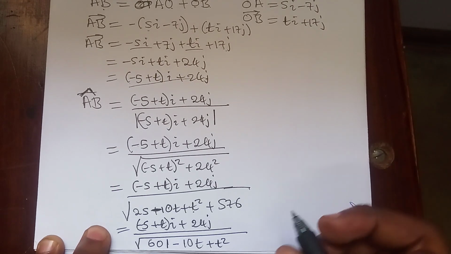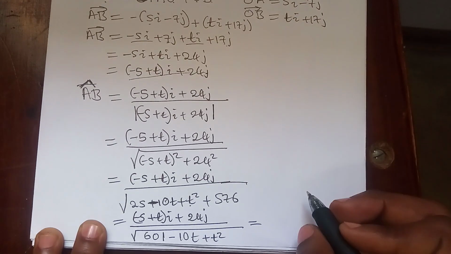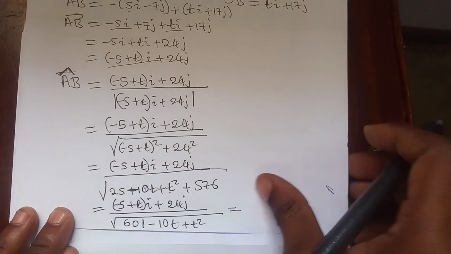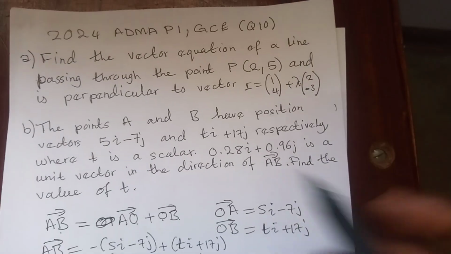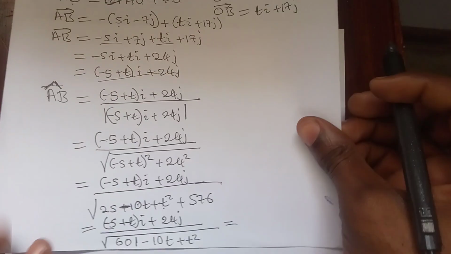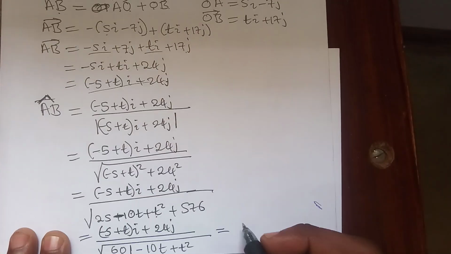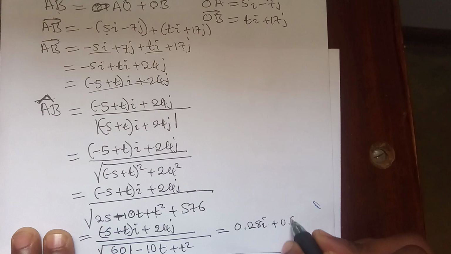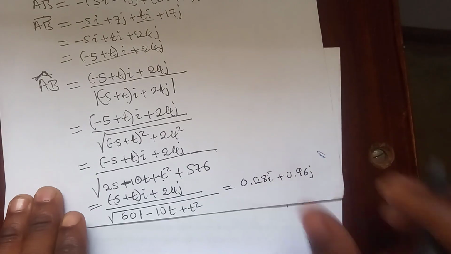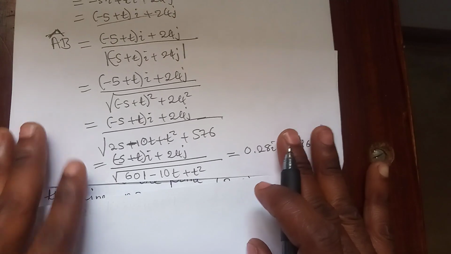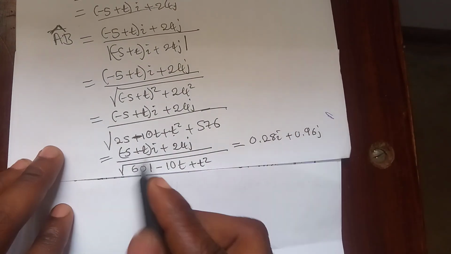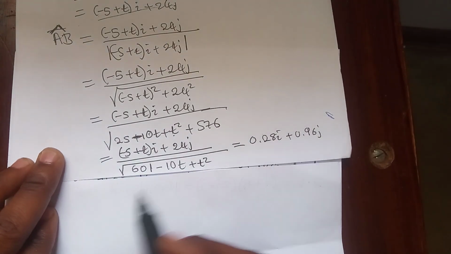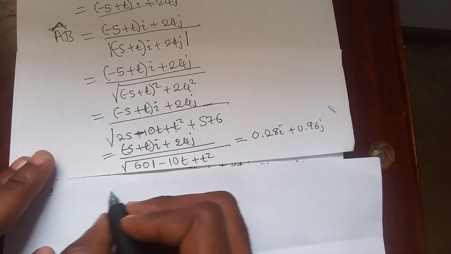So now this is supposed to be the same as this. So this is supposed to be equal to this. So in short, this is the same as, let me write the unit vector, 0.28i plus 0.96j. So now at this point you can separate these and then equate the i's with the i's, the j's with the j's. I didn't expect this from this problem.